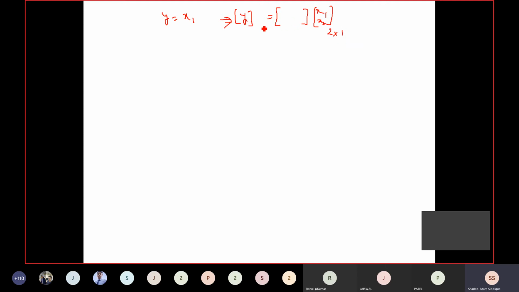Okay, and what is this dimension? This should be 1 cross 1. So what will happen? This should be 1 cross 2 dimension, to have this 1 cross 1. So this is 1 cross 2, so 1 row and 2 columns. So what is the y equal to x1? So x1 means this is 1 and this is 0.